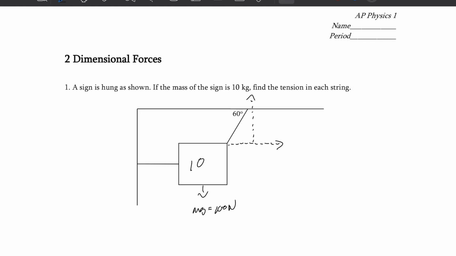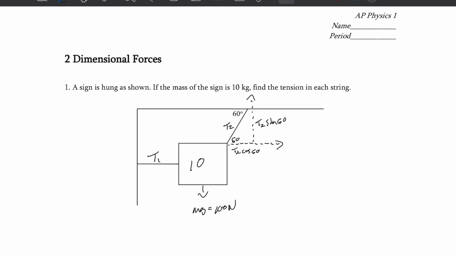I usually break my forces that are at angles into their horizontal and vertical components first, so that I can then create my summation of forces equations, my net force equations. So I've labeled T1 on the left, T2 on the right. My T2 has a horizontal component that would be T2 cosine 60 because I brought that angle down. And then the vertical component would be T2 sine of 60.